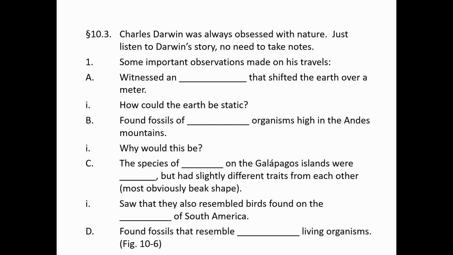But let's continue on with Charles Darwin and his journey. Now, he was obsessed with nature, right? I'm not going to necessarily test you on the process or the places he went to and the journey he made. We're going to focus more on what he found and what his ideas were based on what he found. So, some important things and observations he made.